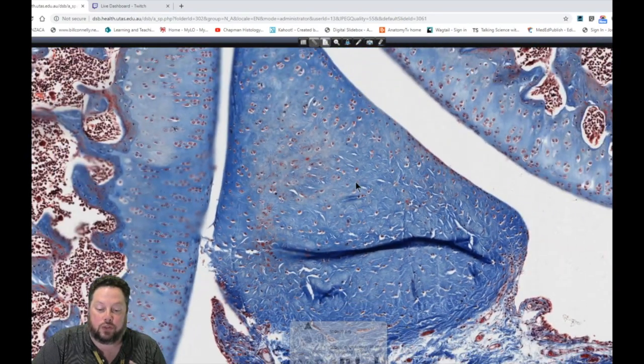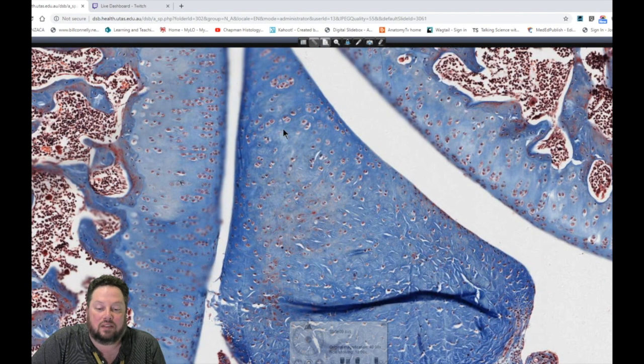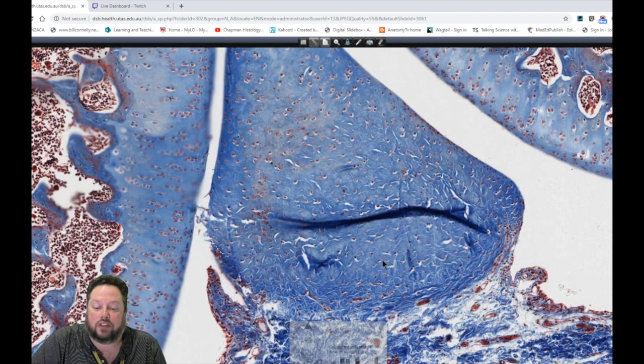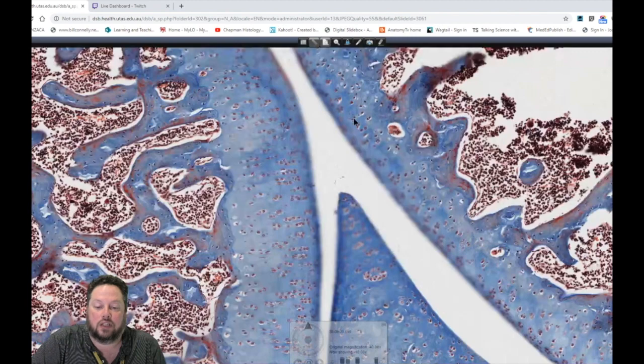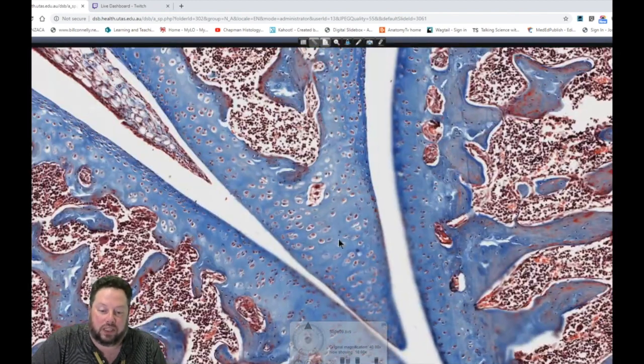So for those students of mine who were looking at this section and having difficulty interpreting it, it's because it's actually hyaline cartilage, but it's the base regions here which are the fibrocartilage. And we'll see that on the other side as well. Again, we've got our hyaline cartilage. You can see how similar this tissue here looks to the articular cartilage here.